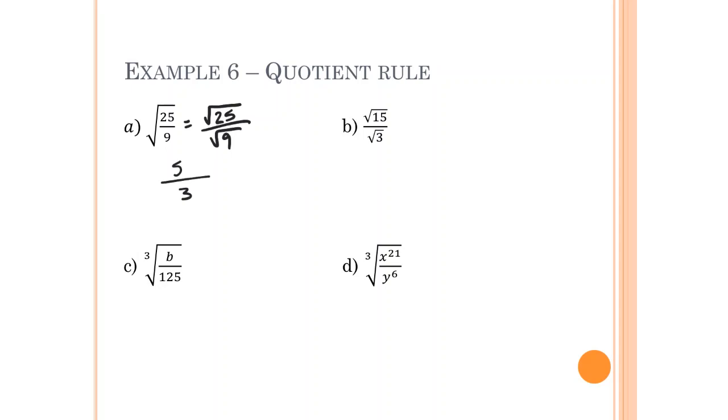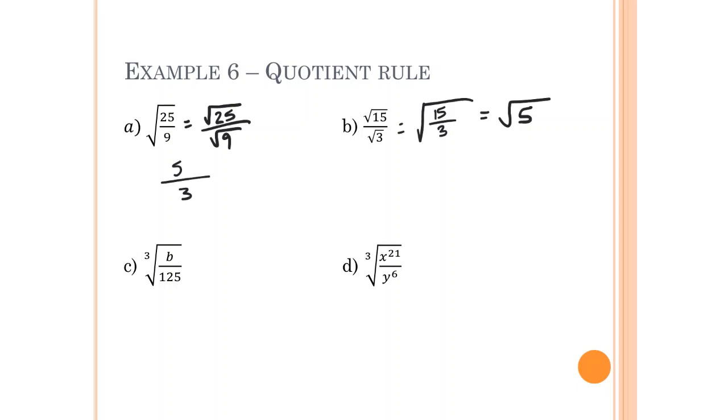If we look at example B, it's sort of the opposite. I can't take the square root of 15, I can't take the square root of 3. However, the quotient rule also works the other way, where I can turn that back into a single radical, and then I can do 15 divided by 3, because 3 does go into 15 5 times. So I can simplify that radical down to the square root of 5.